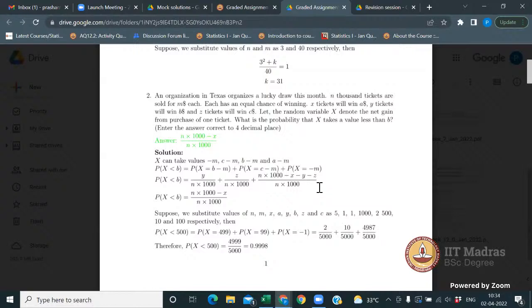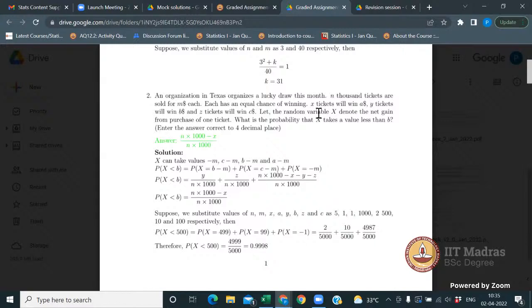Then after giving the winning, what is the profit he's making? Each has an equal chance of winning. In the question, it said X tickets will win $A, and Y tickets will win $B and Z tickets will win $C, right? What is your X? X denotes the net gain from purchase of one ticket. And 1,000 tickets are sold for $M each, which means one ticket is sold for $M.